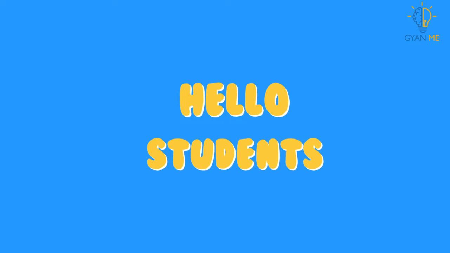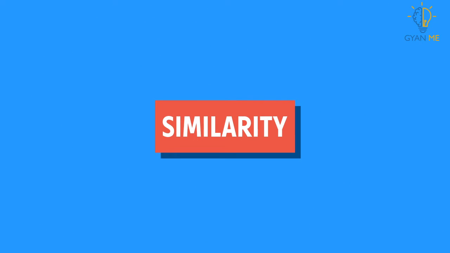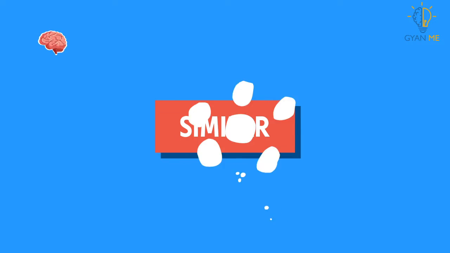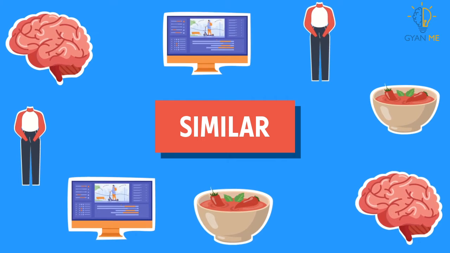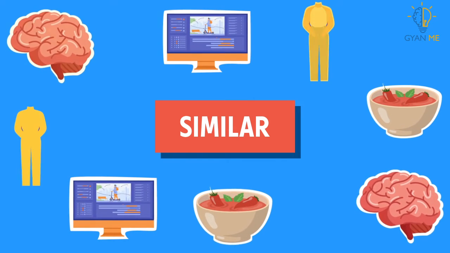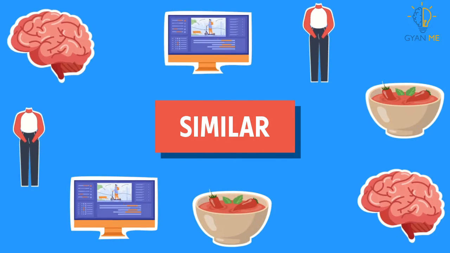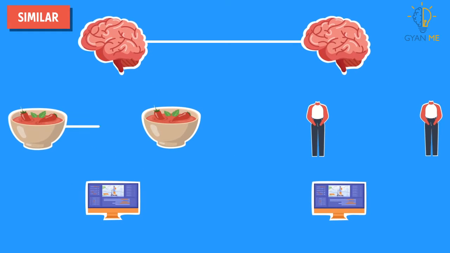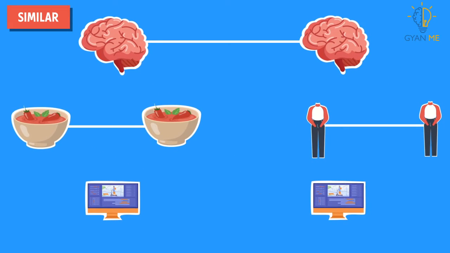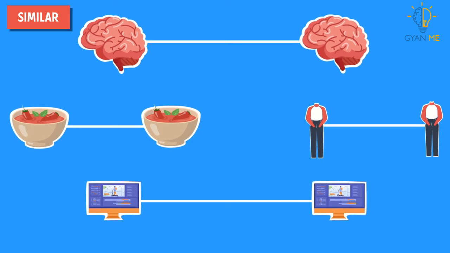Hello students. Today let's see something about similarity. But before going further, let us understand the word similar. In our daily life, we commonly use the word similar to say that there is something same between two things. For example, we have similar ideas. We tasted similar food. We are wearing similar dresses, etc.